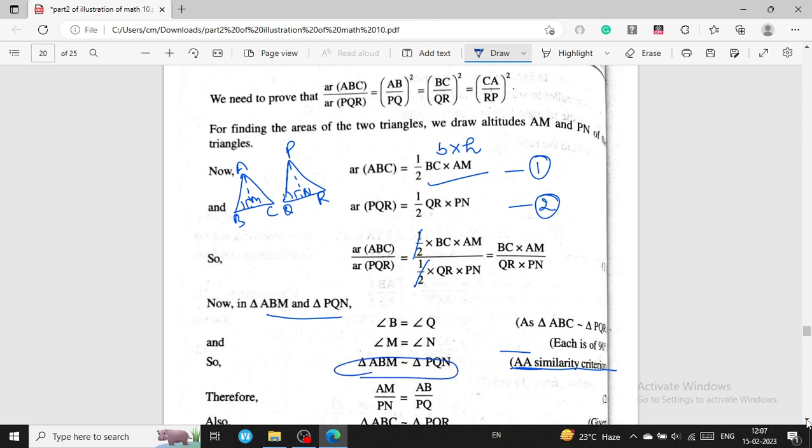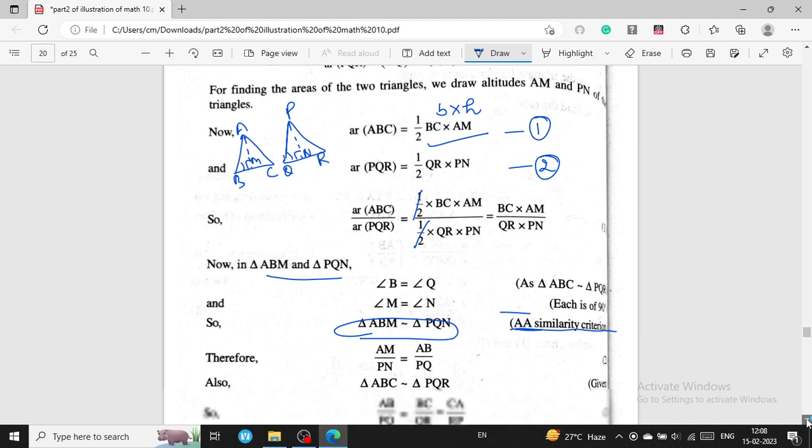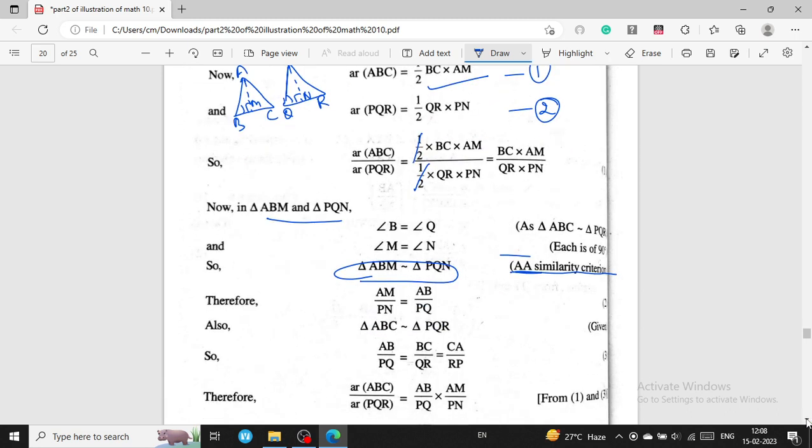So if both are similar, then you can say that AM over PN is equal to AB over PQ. So if AM over PN is equal to AB over PQ, then you can write here that triangle ABC is similar to triangle PQR, which is given in the question. Now you can say AB over PQ is equal to BC over QR is equal to CA over RP. This is your third equation.